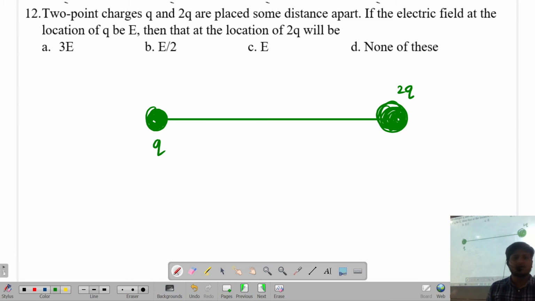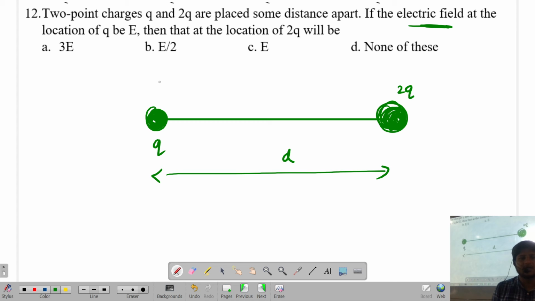What is the question? The electric field at the location of Q is how much? Let's suppose the distance between them is d, and here the electric field is E. I am calling the electric field at the other charge E prime. Hey, Rakshita, do not sleep. What is the electric field at the position of 2Q? Tell me, what should be the answer?